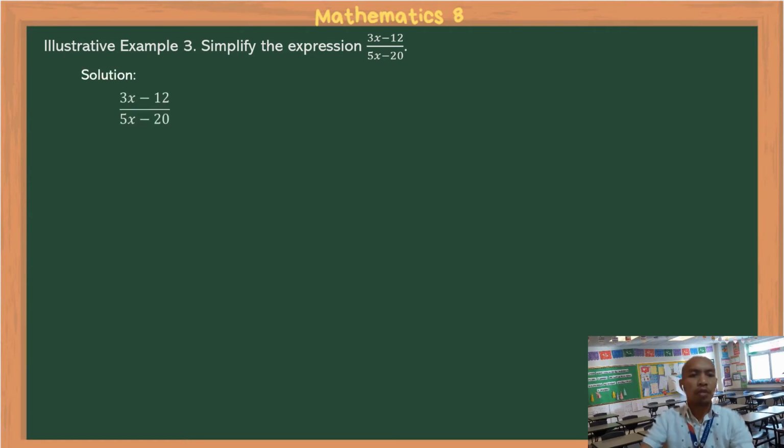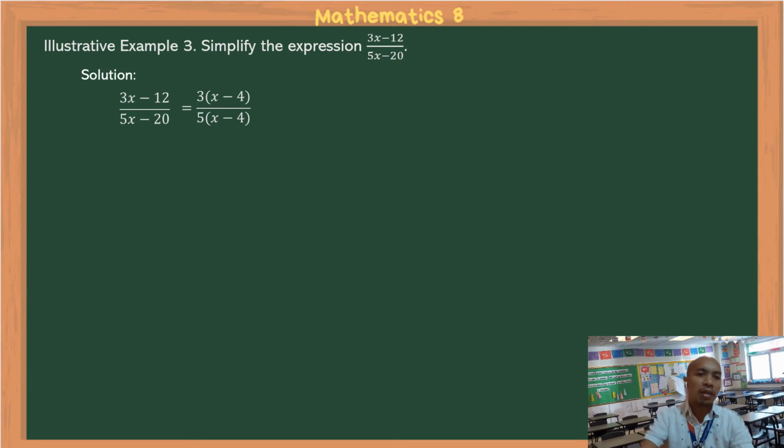So we will factor the numerator and denominator completely. In this case, our numerator and denominator are both polynomials. To factor the numerator, we will do it by common monomial factoring. The common monomial factor between the 3x and 12 is 3. To obtain the terms inside the quantity, we just divide each term by the common monomial factor of 3. So 3x divided by 3, that would be x. Negative 12 divided by 3, that would be negative 4.